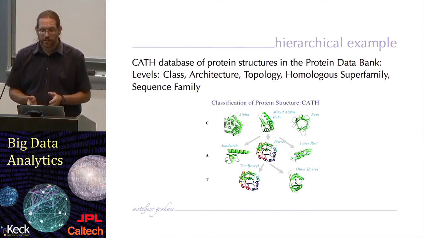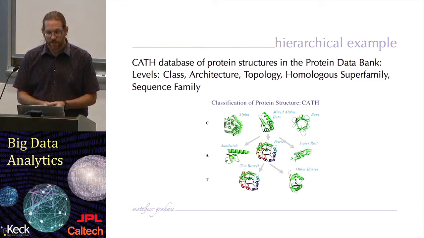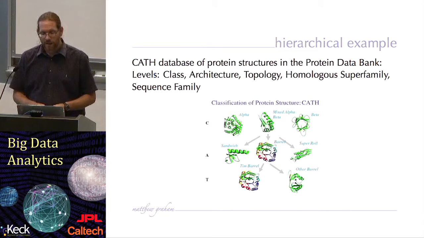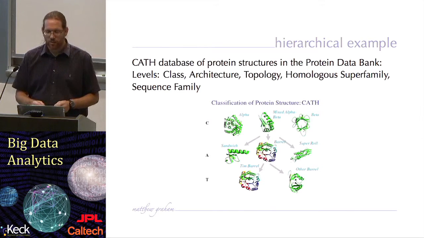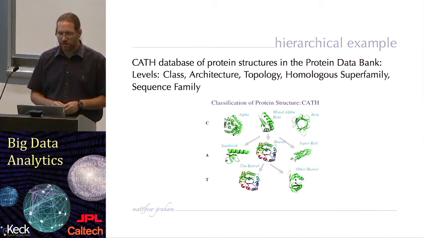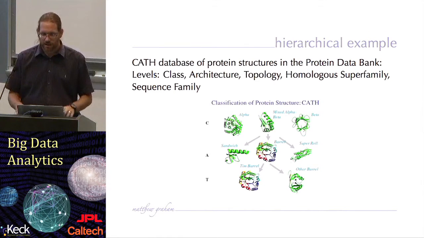An example of a hierarchical data model is, in this case, the CATH database of protein structures in the Protein Data Bank. This has 5 levels: class, architecture, topology, homologous superfamily, and sequence family. And you have different types of protein structure in this database at these different levels, with relationships between the different levels. As you will see, each item only has one parent, but one parent can have many children. So this is an example of a hierarchical data model in use in scientific data.